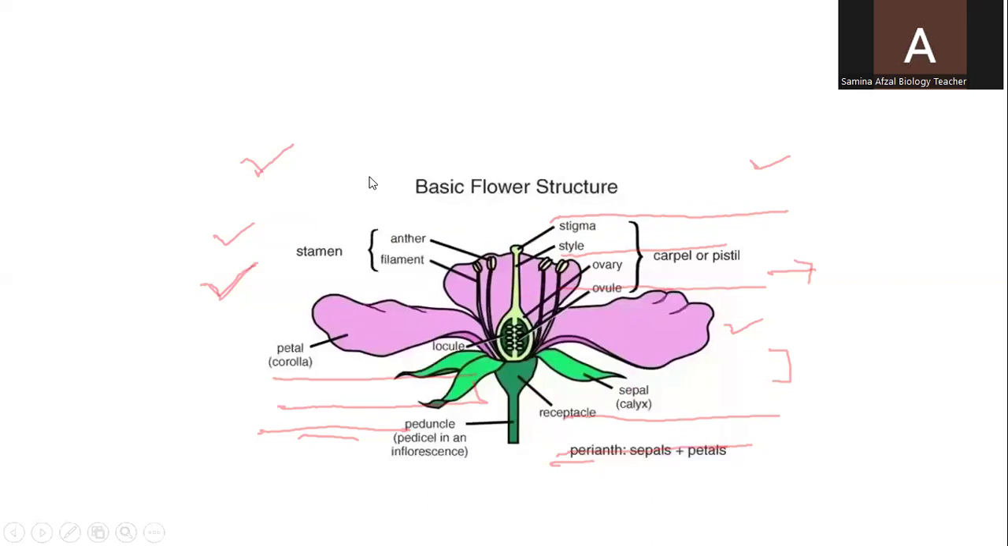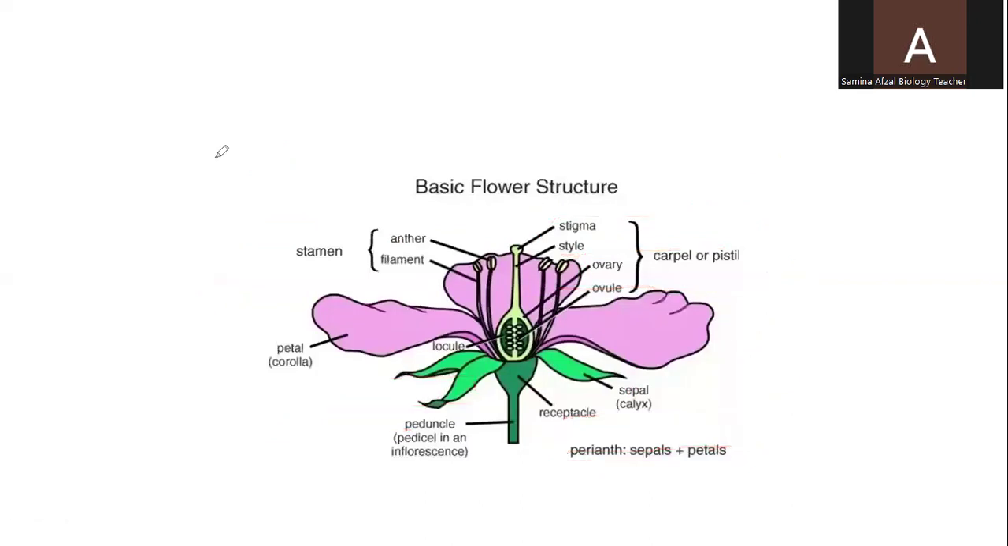Now, sexual reproduction in plants. Here on screen, you can see the basic flower structure of an insect pollinated flower. How can we come to know that this is an insect pollinated flower? Because it has colorful petals, and colorful petals will attract the insects for pollination.